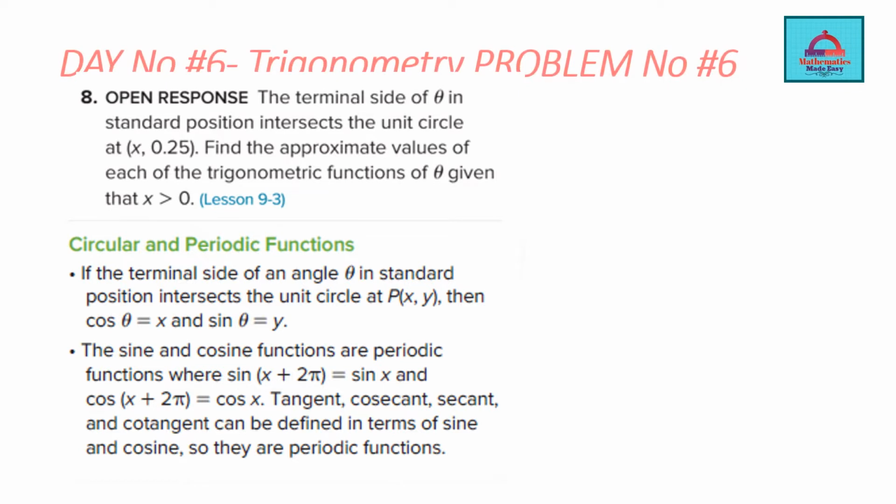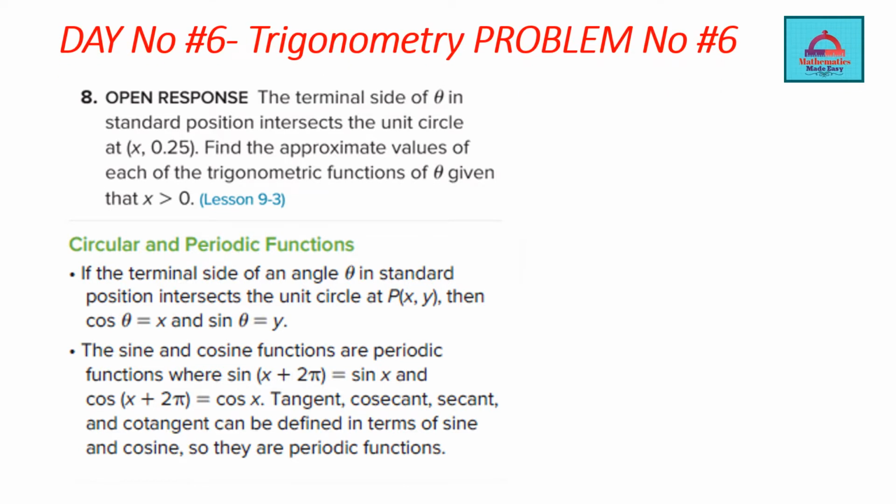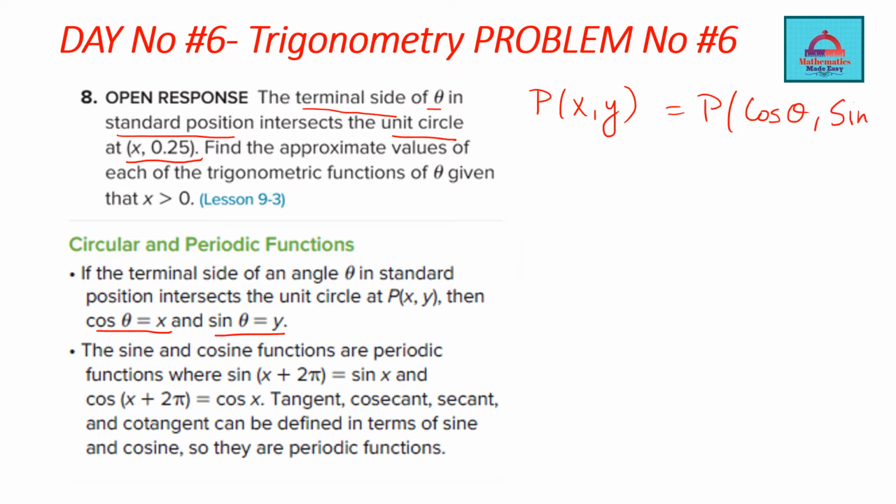Okay, so our problem for today, problem number 6, is from the same topic of circular and periodic function, and we are doing a problem from the same lesson 9.3. Here the terminal side of the angle theta in standard position intersects the unit circle at this point. If you remember problem number 5, there we had to find this point P(x, y), and the key concept we had used was that the x coordinate is given by cos theta and the y coordinate is given by sin theta. That point was there. Now in this problem, the point is already given.